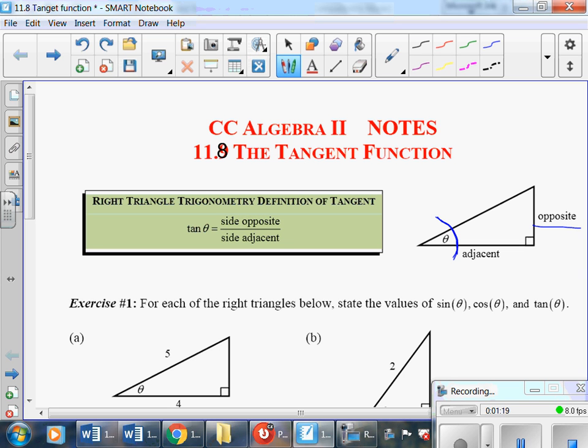All right, so keeping your sides, and remember this is always your hypotenuse, it's the longest side and it's opposite your right angle.